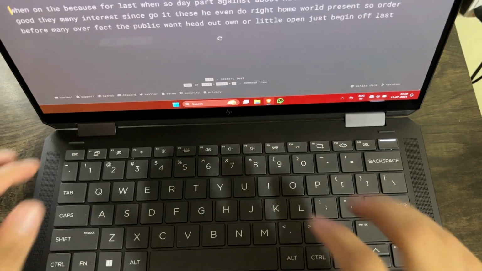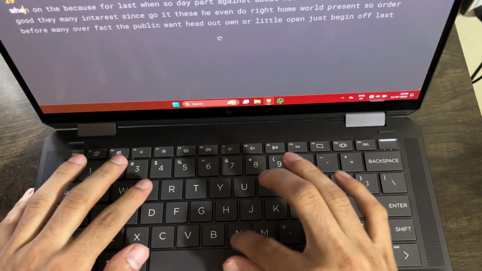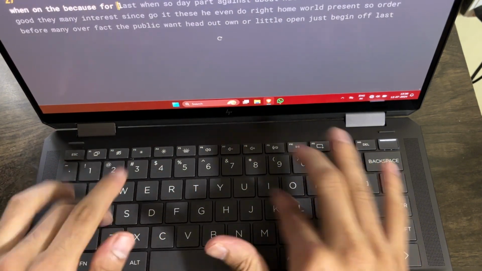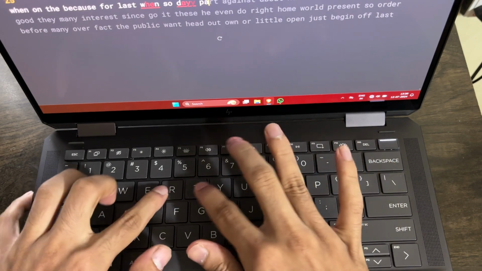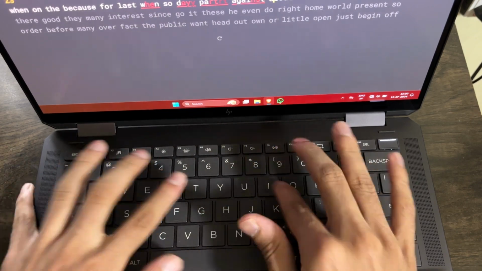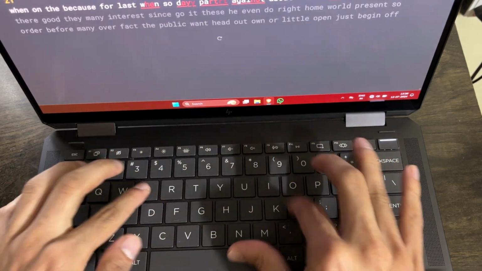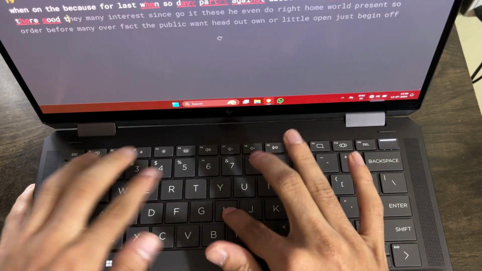The next category is the keyboard. The keys on my laptop have more travel and feel good to type on, but the result on Monkey Type, which is used to test out typing speed, said otherwise, with the max speed being only 55 words per minute and accuracy 85%.